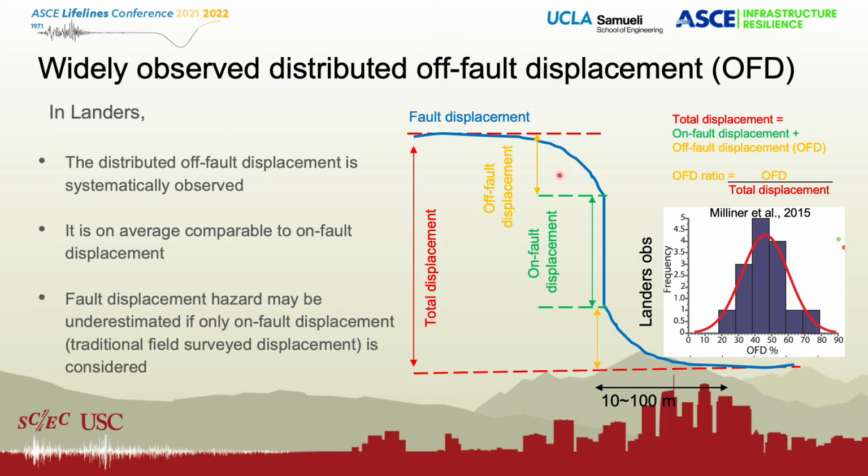In Landers, the OFD on average accounts for almost 50% of the total displacement. That is to say, the missed fault displacement is comparable to the measured on-fault displacement. In this sense, if we only consider the on-fault or field surveyed displacement in PFDA model development, the fault displacement hazard might be underestimated.